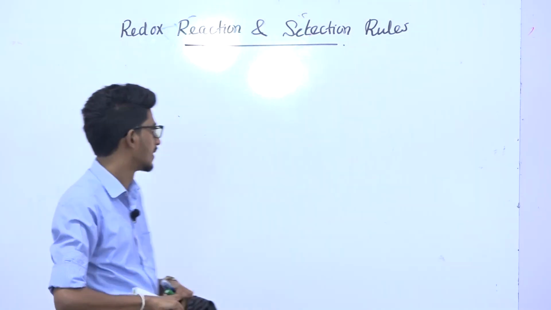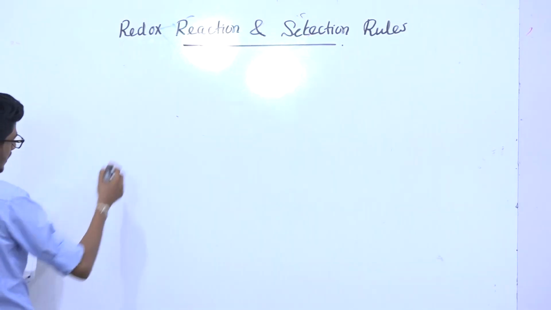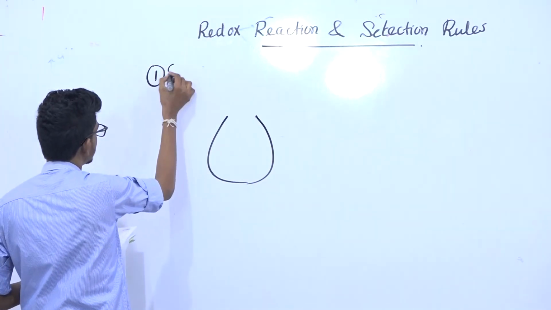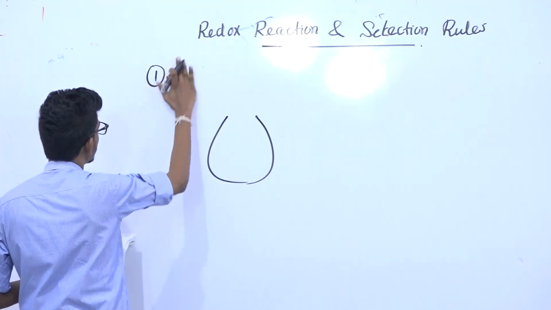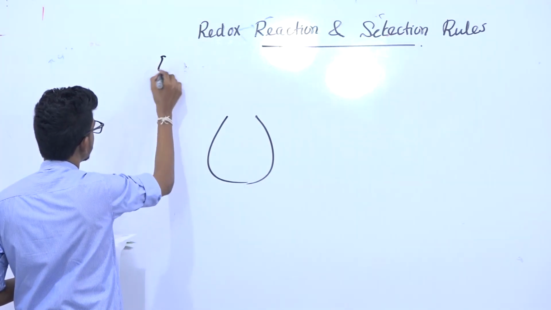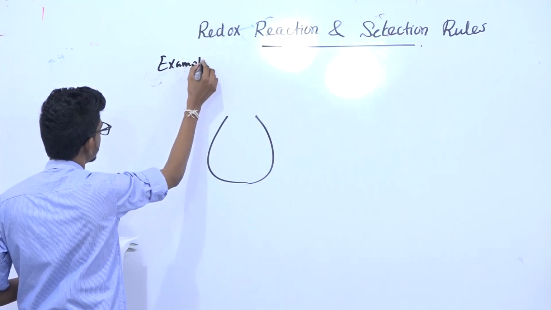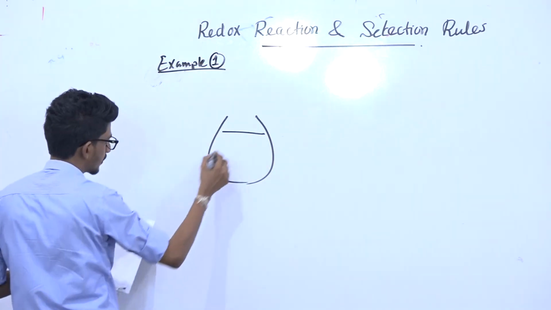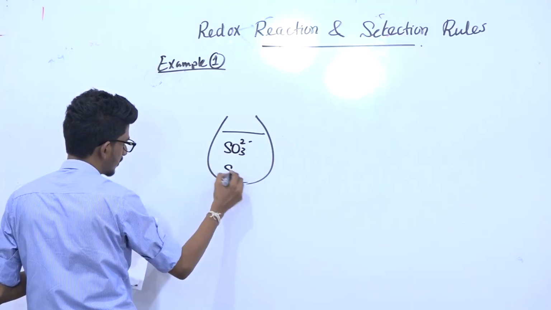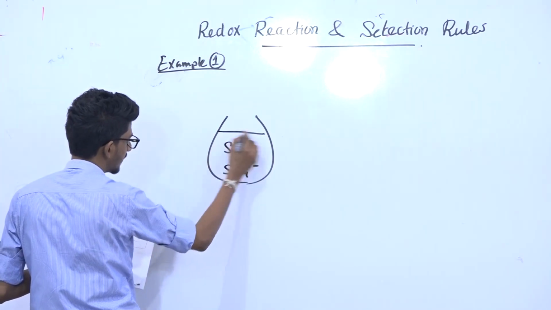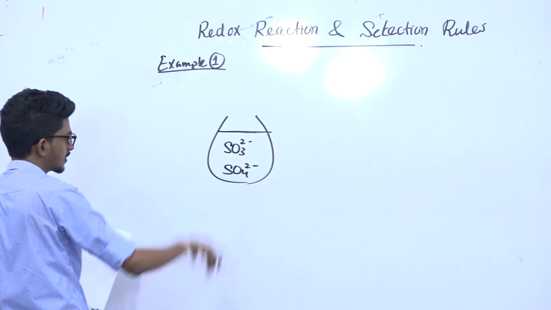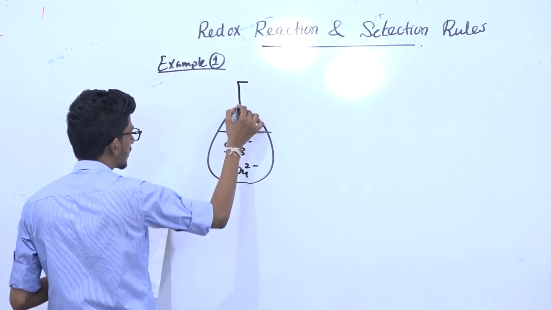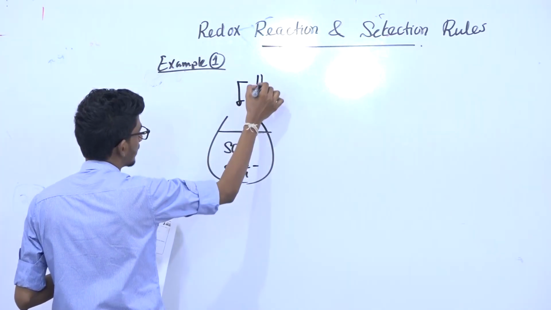Think of it like this. Let me start with the two examples there. This is example 1. Some SO3 2 minus ions and SO4 2 minus ions are there. Let's say your task is to come up with the concentrations of these, so you need to come up with the moles. For that, you are adding some acidic medium KMnO4.